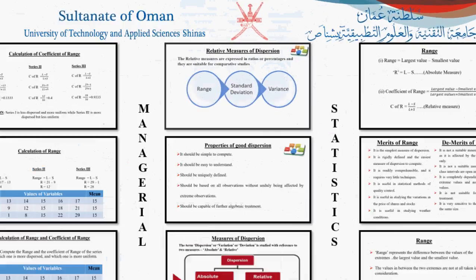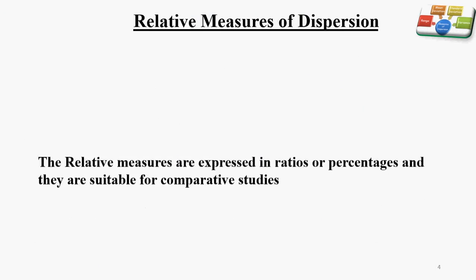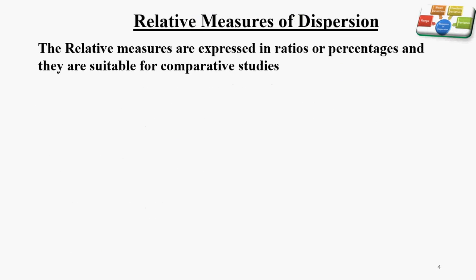So let us move on to the next part to understand relative measures of dispersion. What is this relative measure? I told you already it is expressed in ratio or percentage, and it is very much suitable for comparative study. To compare, if you make the ratios, it is very good. For example, for 2 years or 3 years, you take the same ratios with regards to dispersion comparison. It will be highly useful to make decisions.